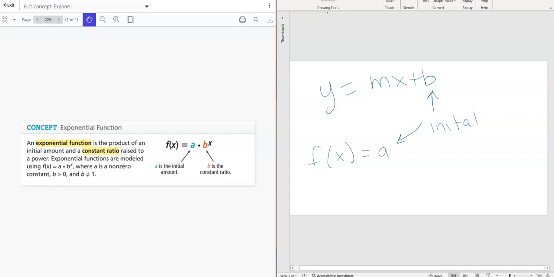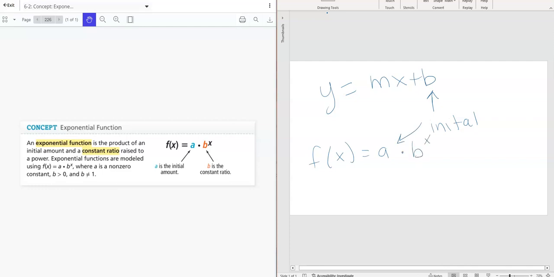Okay, so this is your initial amount. If you remember in our slope-intercept form problems, when you have y equals mx plus b, b is also considered your initial amount. Okay, but in this case, for our function, a is going to be your initial amount.